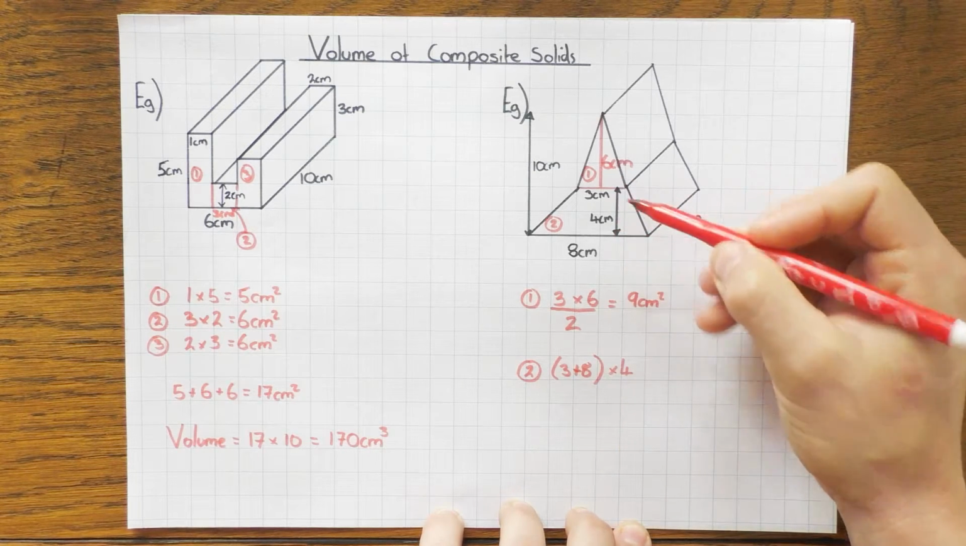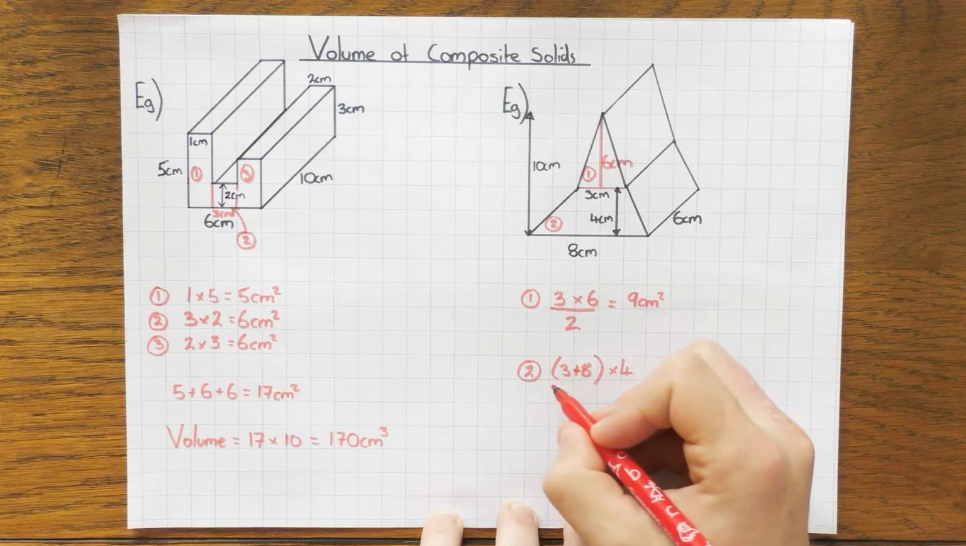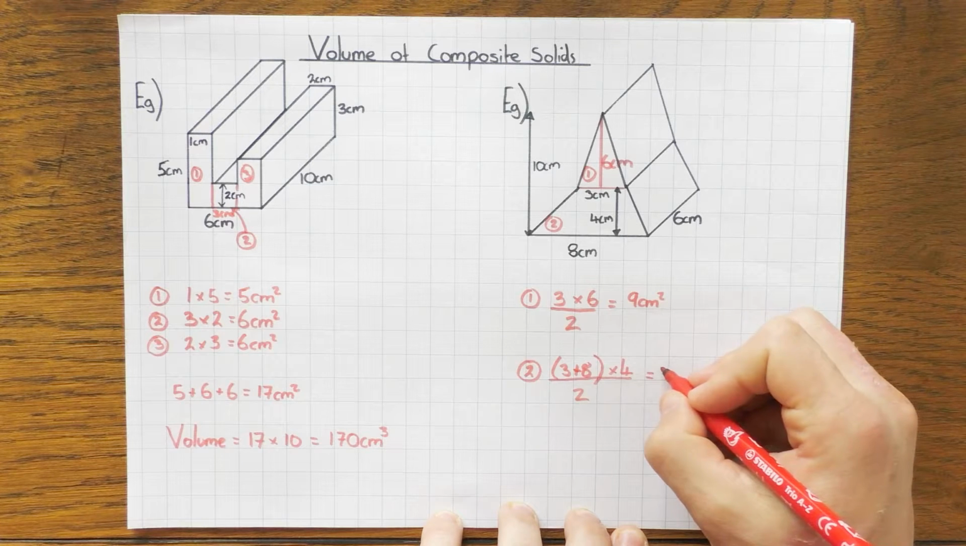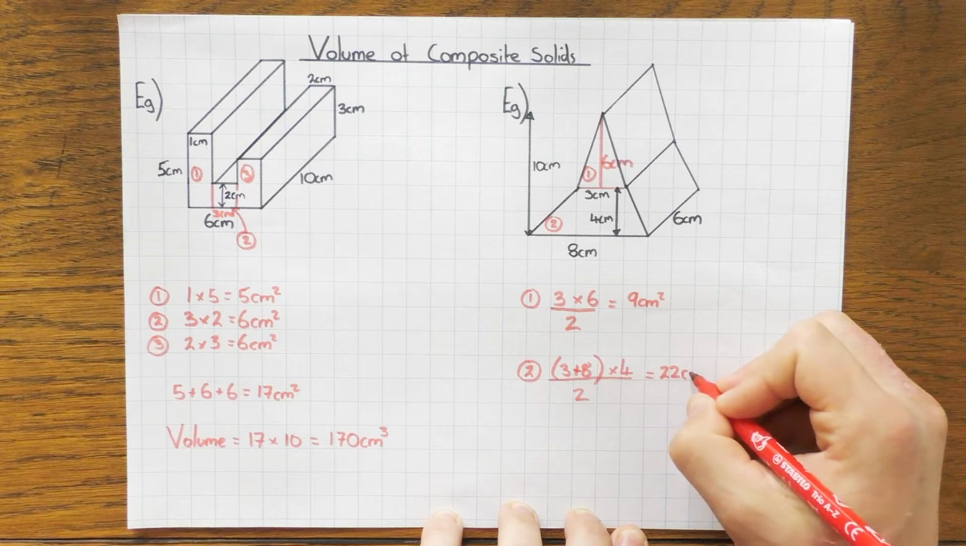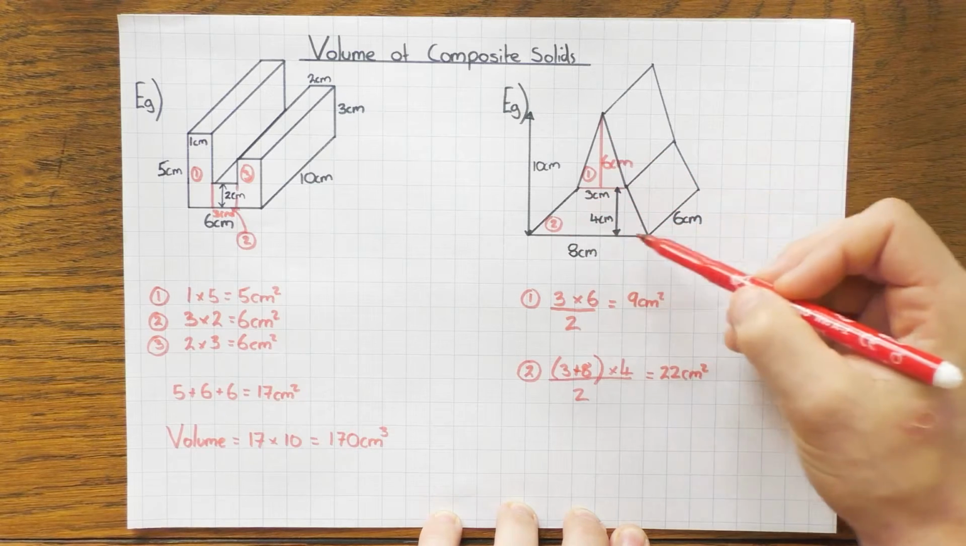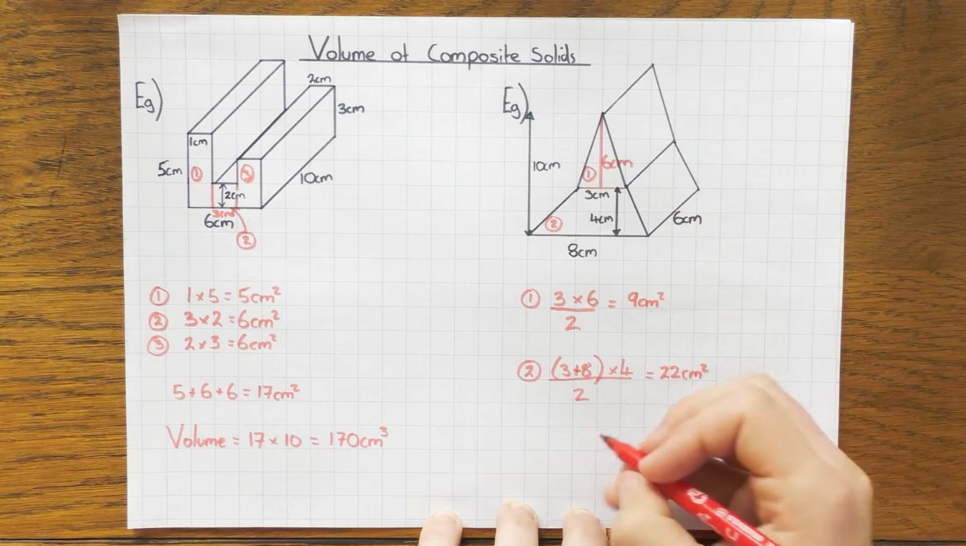The height of the trapezium is 4. So we've got 11 times 4 is 44. And then you must half it. So half of 44 is 22 centimetres squared. And obviously we need to add that together to get the actual total area of the cross section.